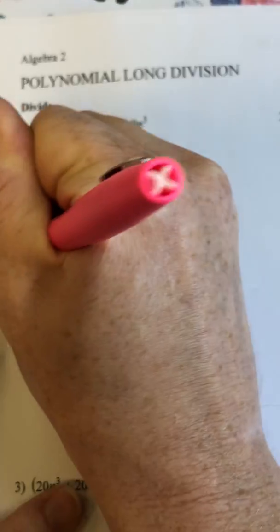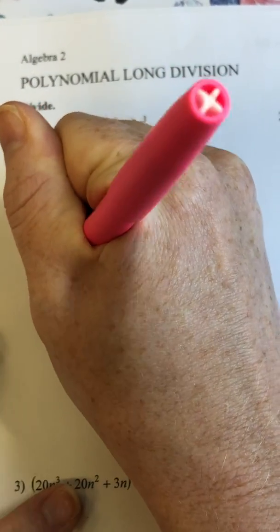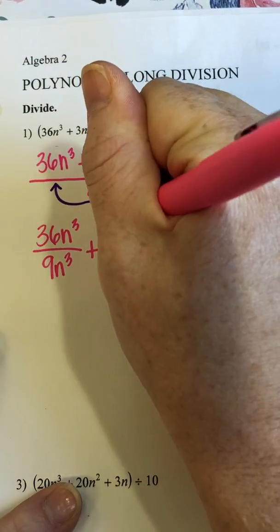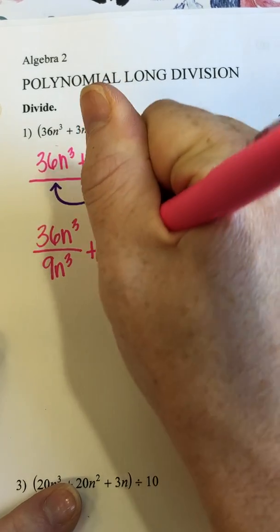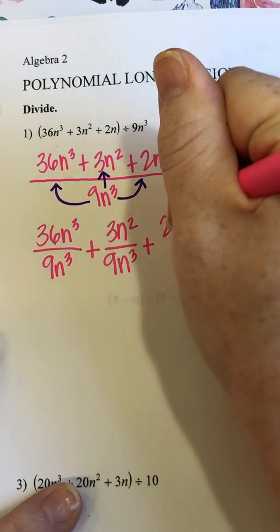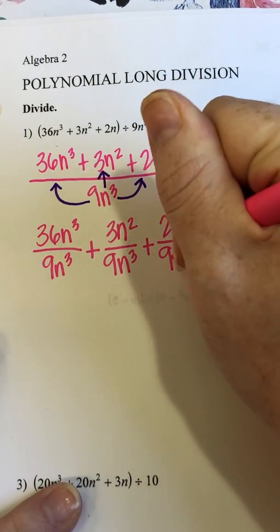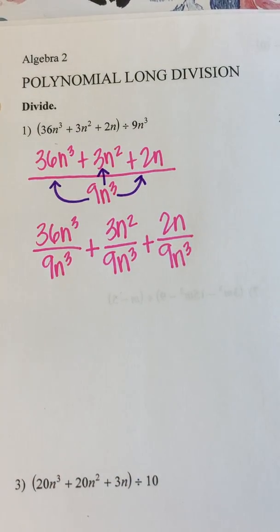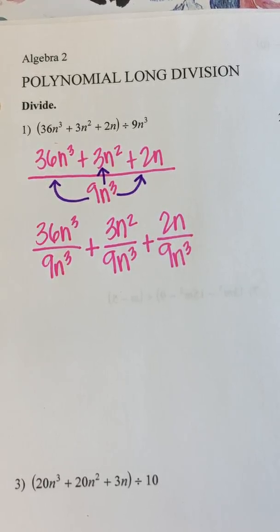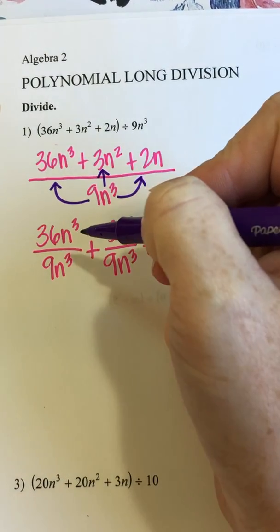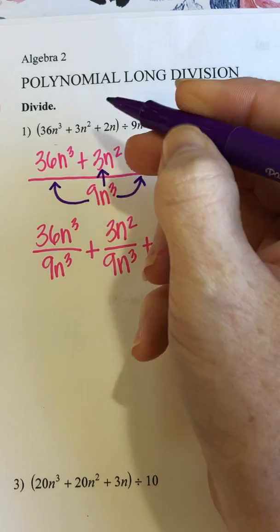So I have 36n cubed divided by 9n cubed, plus 3n squared divided by 9n cubed, and then 2n divided by 9n cubed. Notice all the denominators are the same thing because that's what I'm dividing by. Okay, now here, I'm going to look at each fraction separately, and I'm going to reduce what I can.